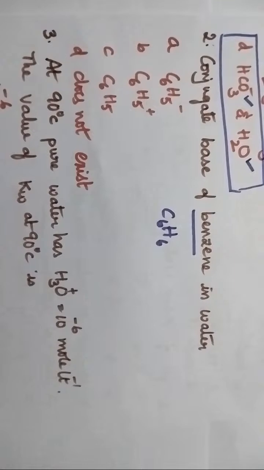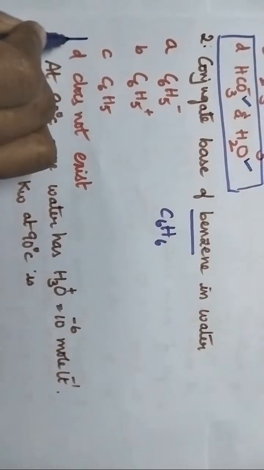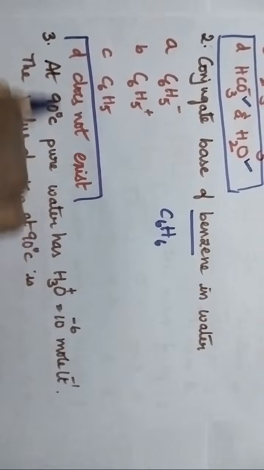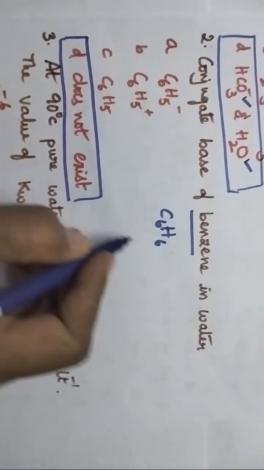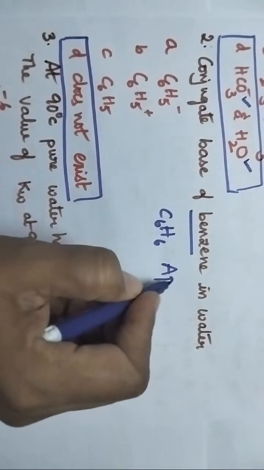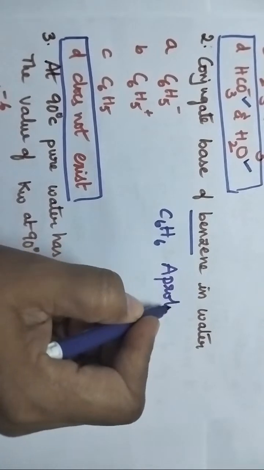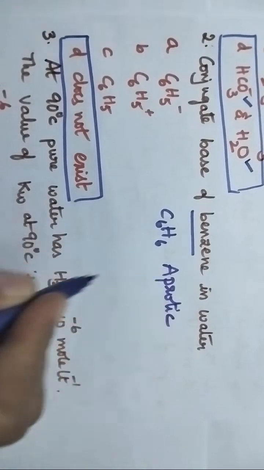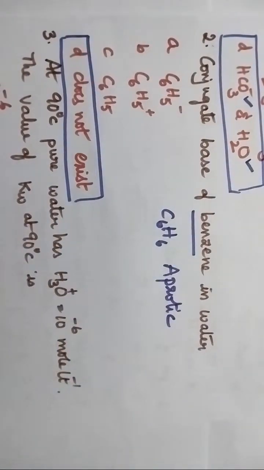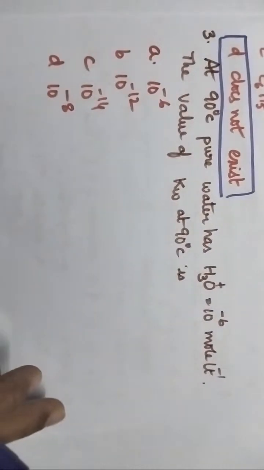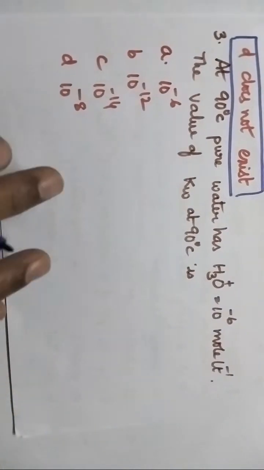Anyhow, I will reveal the right answer. Option D. There is no conjugate base for benzene. Why? Benzene is aprotic. It will neither accept a proton nor donate a proton. So, conjugate base does not exist. Okay. So, option D is the right answer. Let us move on to the third question.